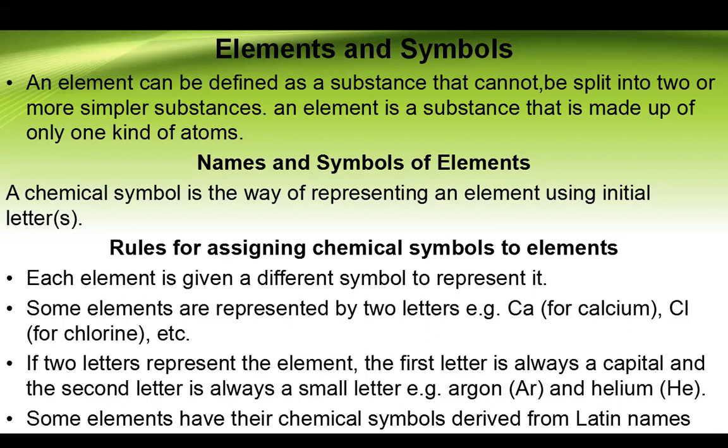So let's see the names and symbols of elements. What is a chemical symbol? You can define a chemical symbol as a way of representing these elements using initials or letters. So let's see some of the rules for assigning these chemical symbols to the elements.